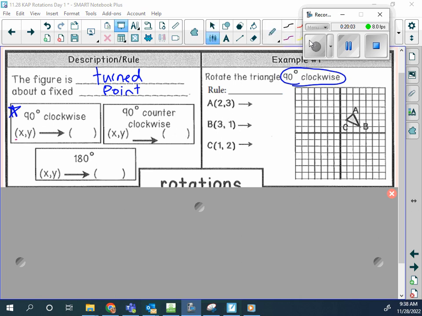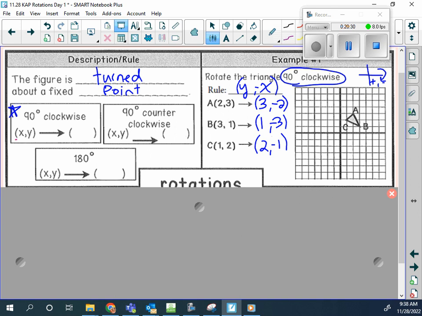Okay, so for me, my preferred method is my little sketch. 90 degrees clockwise means I'm going to go there, so I know my first thing is to switch my letters, and everything here is positive, negative, so that's keep, change. Now I'm going to apply that to the points. So that means 3, 2, keep, change. 1, 3, keep, change. 2, 1, keep, change. And then I'm going to actually plot them. 3, -2. Right. 1, -3. And 2, -1.